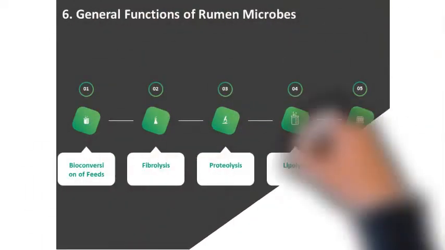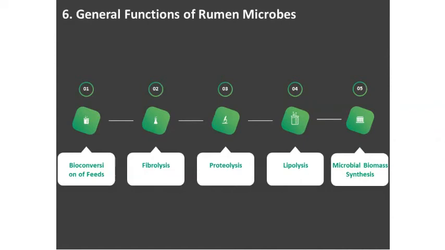General functions of rumen microbes are bioconversion of feed, fibrolysis, which animals cannot do by themselves, and proteolysis. Most of the cellulose degrading bacteria are protease negative, therefore they depend upon other microbes to make the substrate free of protein for cellulose degradation. Of course, lipolysis is present in the rumen content, but not very important because the lipid content in the feed is very low.